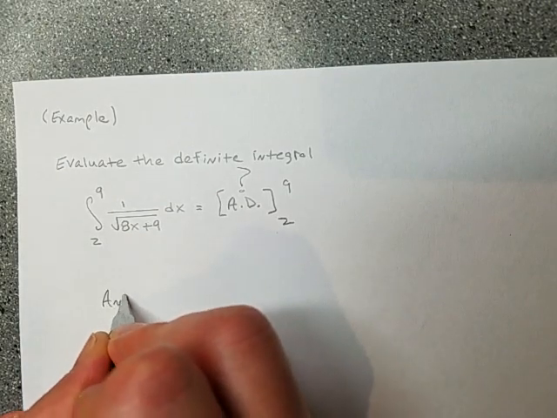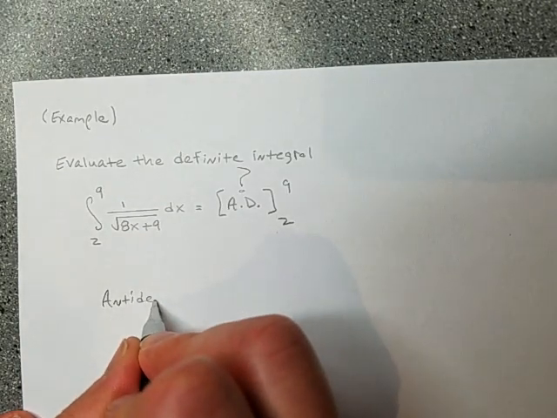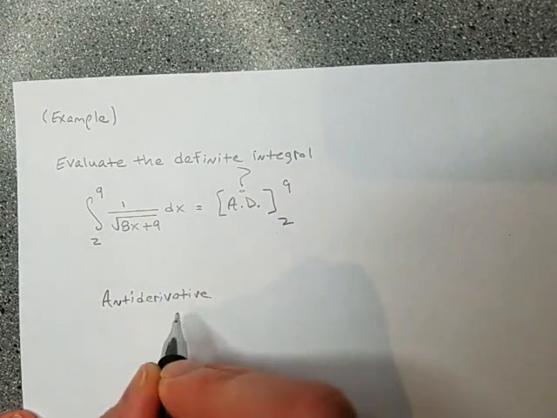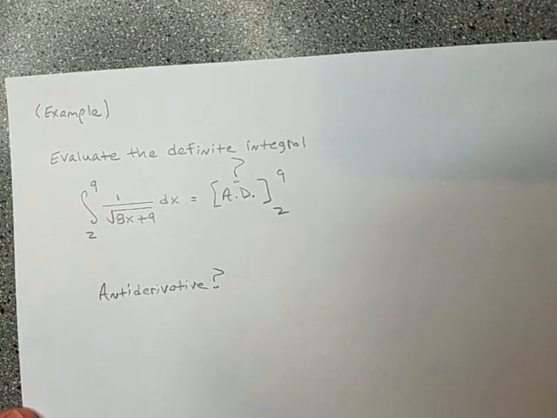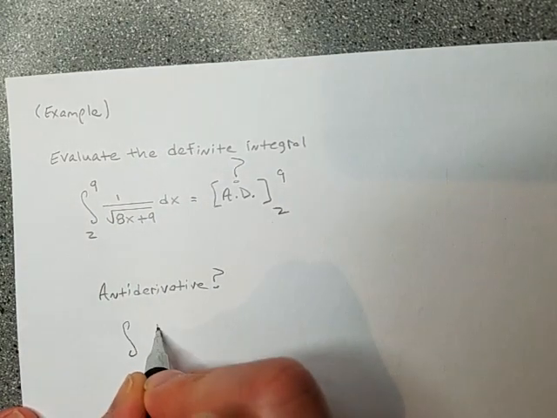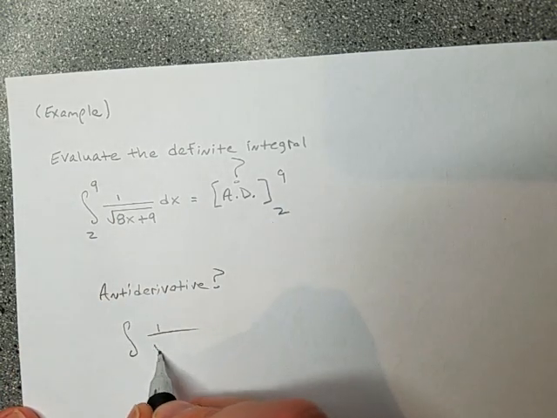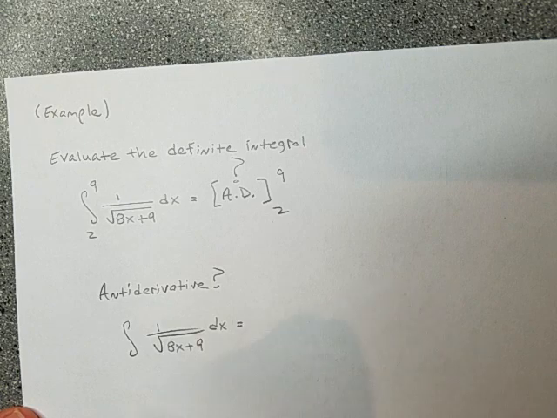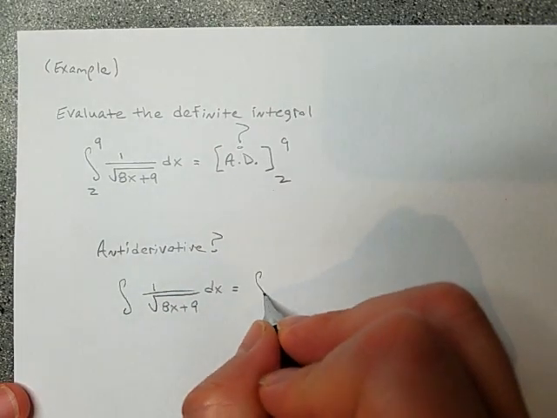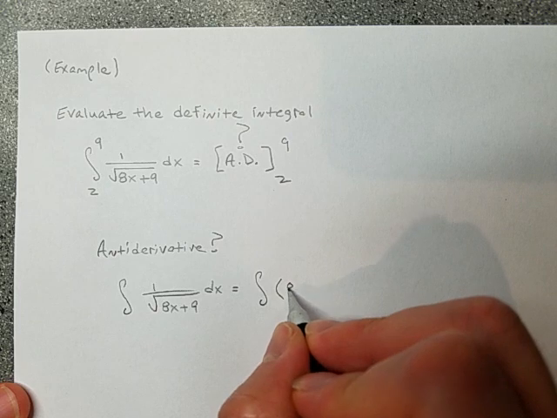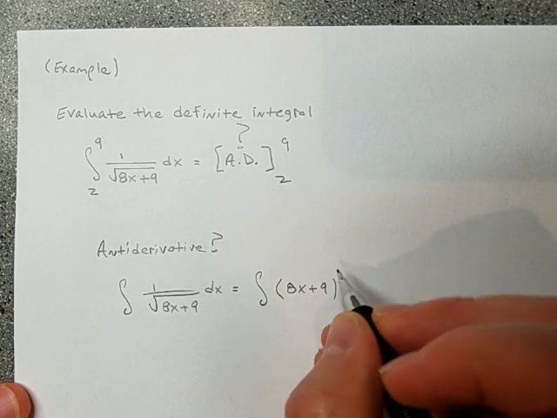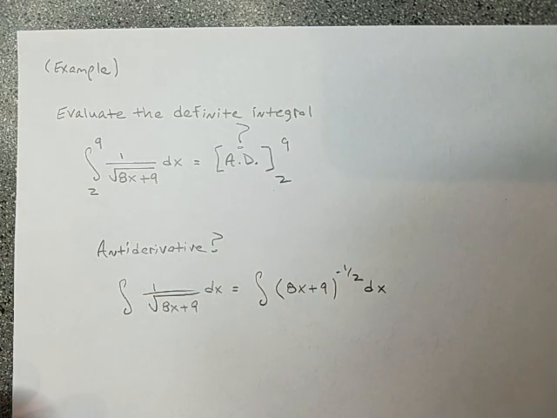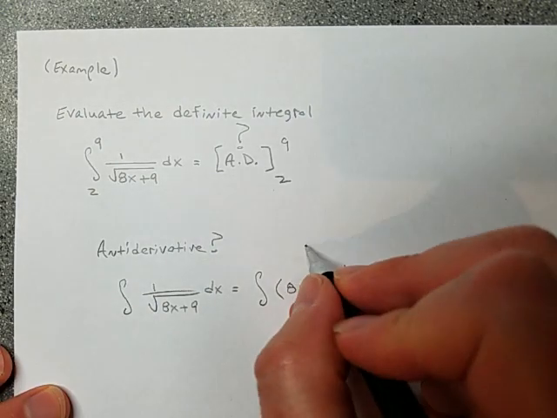So let's see. How would you find the antiderivative? Okay, how do you do that part? So just think about it like this. Without the limits of integration, 1 over root 8x plus 9. Let me write it this way. Let's say 8x plus 9 to the negative 1/2 power dx. Think of it like that. How do you do that problem? This is a U substitution problem.